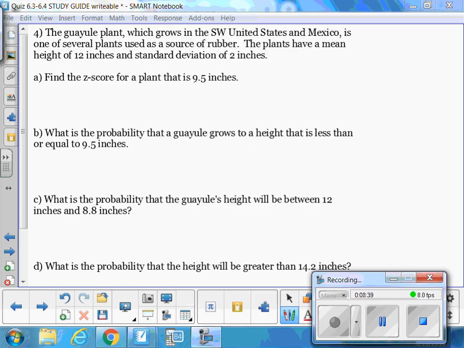All right, the guayule plant, which grows in the southwest United States and Mexico, is one of several plants used as a source of rubber. Oh man, I should talk to my husband about this. He's in the rubber industry.